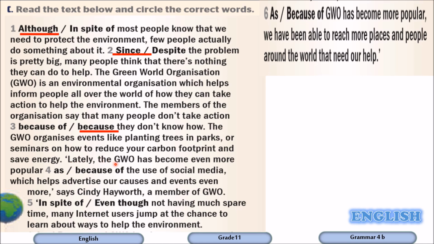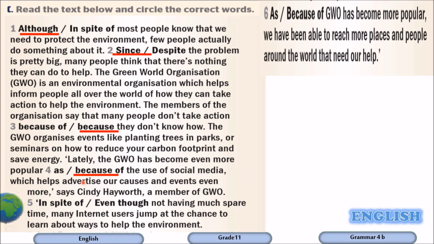Lately, the GWO has become even more popular as or because of the use of social media. So the use of social media is a noun phrase. There is no verb here. So the answer is because of. Very good, because the word as should be followed by a subject and a verb.